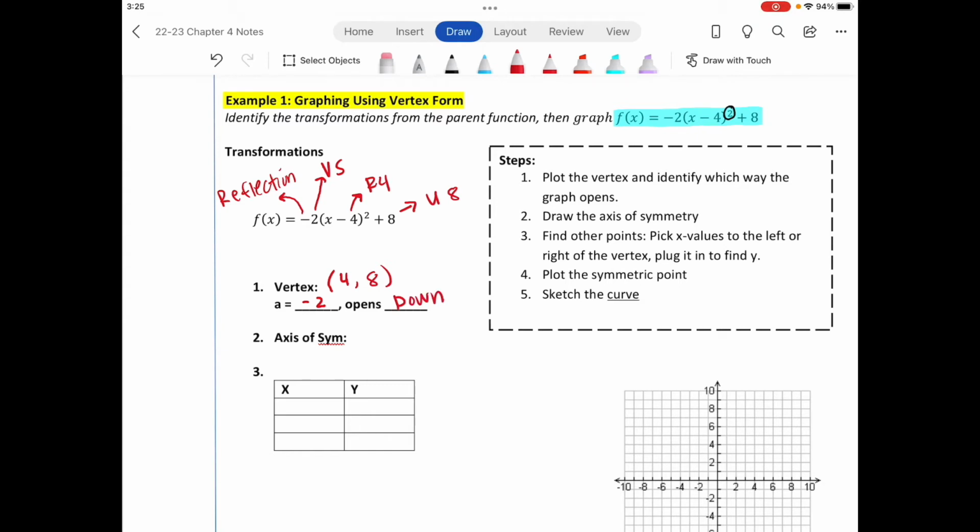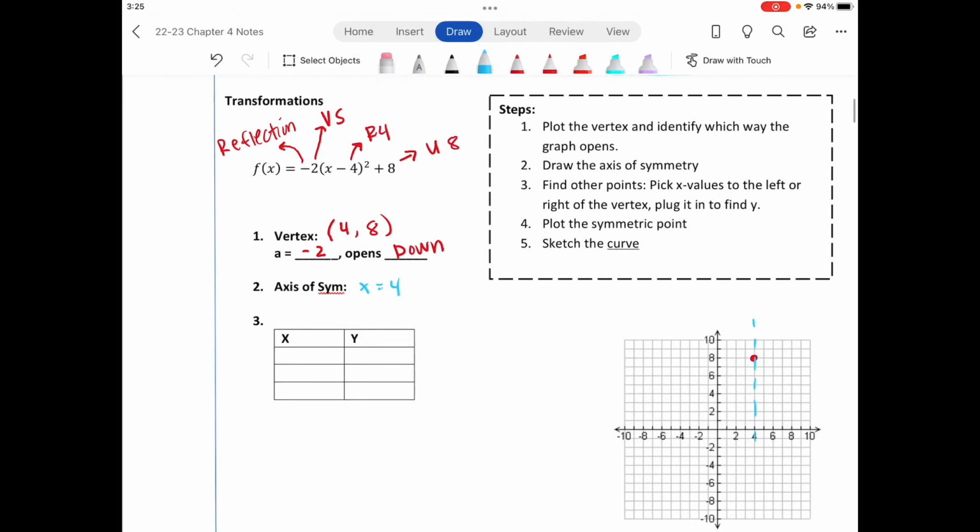And we can start by graphing this on our graph. We're going to have the point 4 and 8, and we'll put that as our vertex. Next, we need to find the axis of symmetry. The axis of symmetry goes through the x-coordinate of the vertex. So it's going to be x equals positive 4. And we'll go ahead and draw that in as a dashed vertical line. This is the line that our whole graph is going to be symmetric about. What we do on one side, we have to mirror it to the other side.